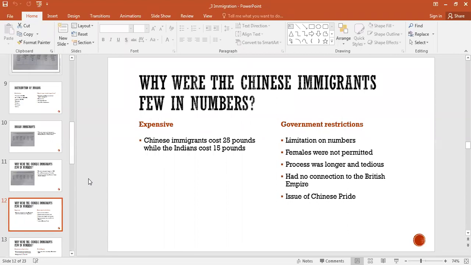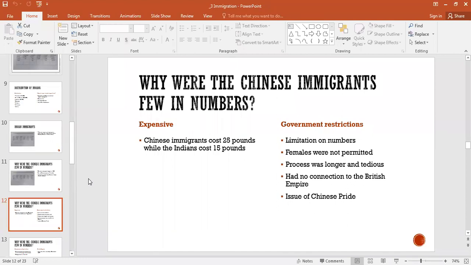And in answering this question, remember you have to do the PEEL approach. So I would encourage you to go and practice this question, try and PEEL this question into 3 or 4 paragraphs. So why did they have few Chinese immigrants compared to the Indians? One was that the Chinese immigrants were very expensive. The cost for a Chinese immigrant was 25 pounds.